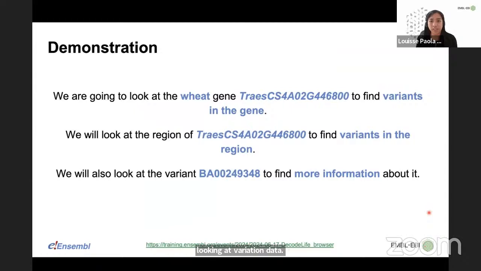All right, so we are going to move on to a demonstration, and we are going to look at the wheat gene ending in 800, and find out how you can view a list of the variants within the gene. We're also going to look at the region and visualize variants within the region. And then we're going to look at a specific variant and find out more information about that.